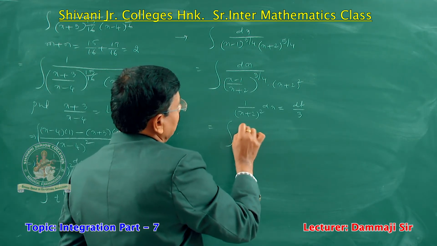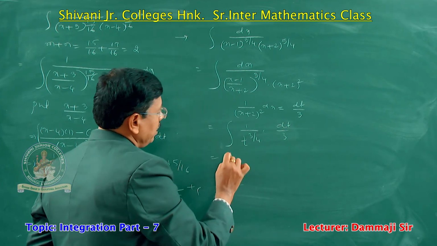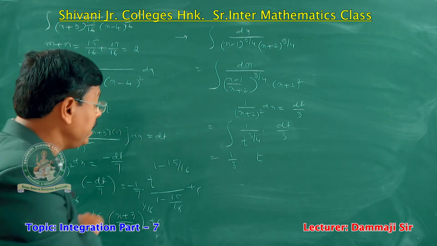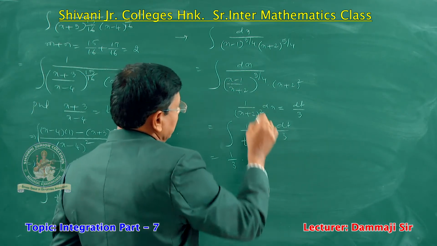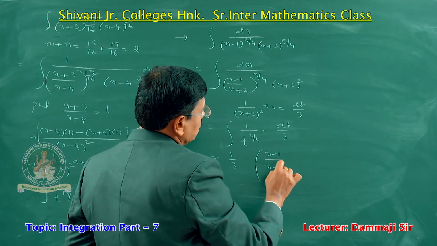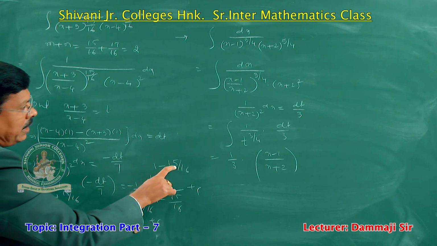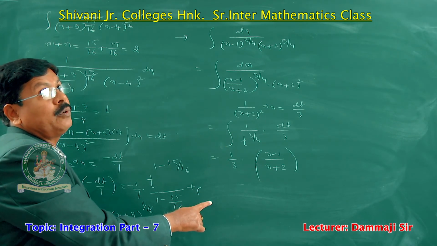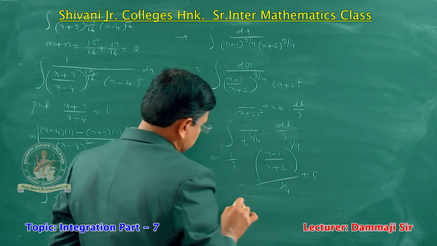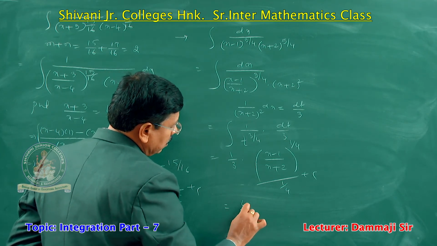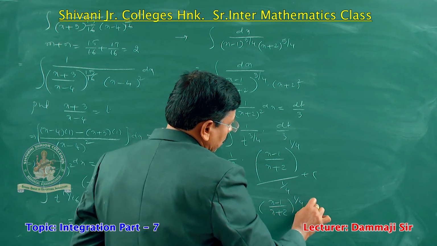The result is 1 by t power 3/4 dt by 3, that's all. So 1/3, already you know the t power. In place of t, again we can reduce the time. Whatever its value, (x-1)/(x+2) whole power, the result is 1 minus 3/4, by oral calculation 1/4 by 1/4, plus c. So the result is 4/3 of [(x-1)/(x+2)] whole power 1/4 plus c.